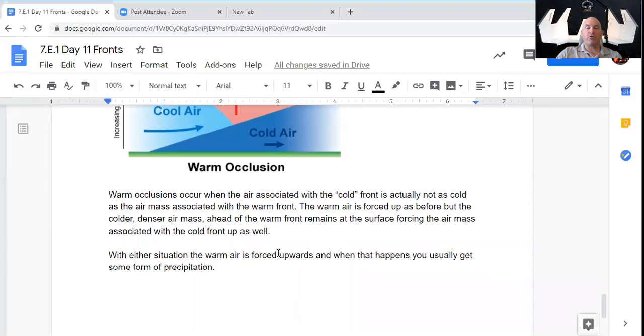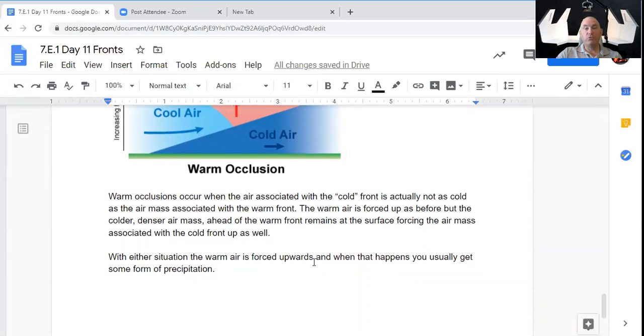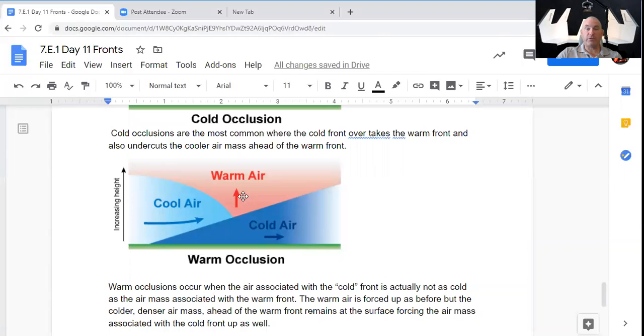Within this situation, the warm air is forced upwards, and when that happens, you usually get some sort of precipitation. So again, warm air has the most moisture of all three of these. It's forced upwards. Now again, this is all happening at the tail end of some sort of storm system, so the energy is not as great.